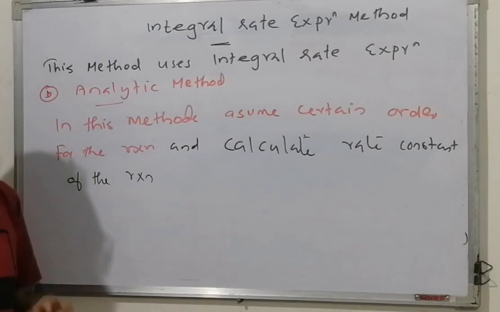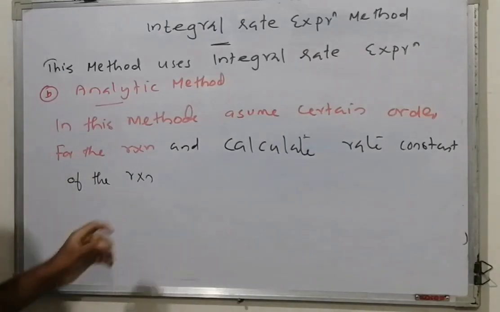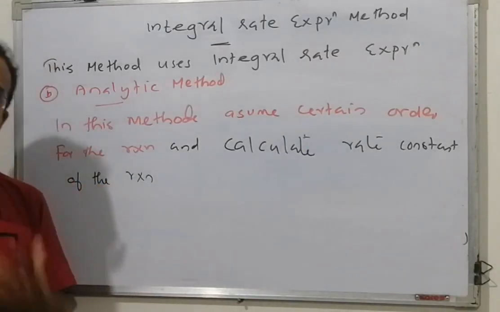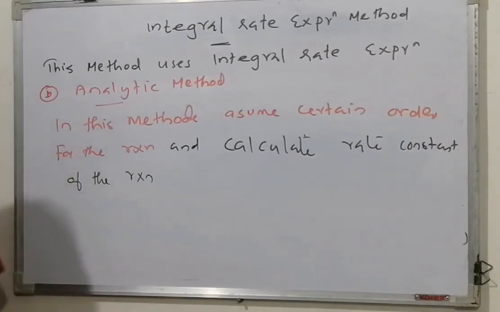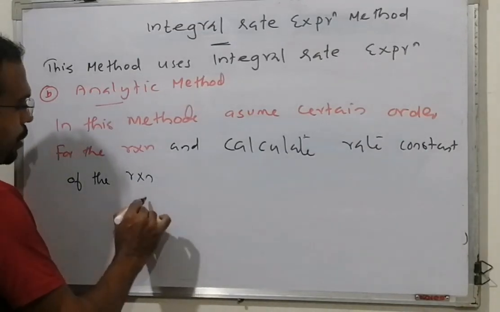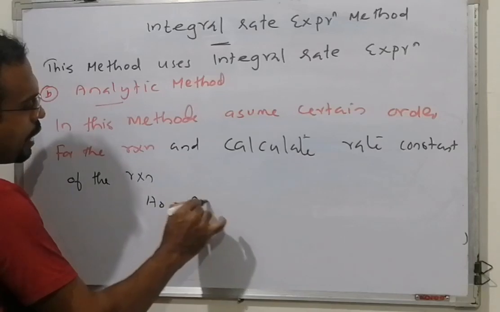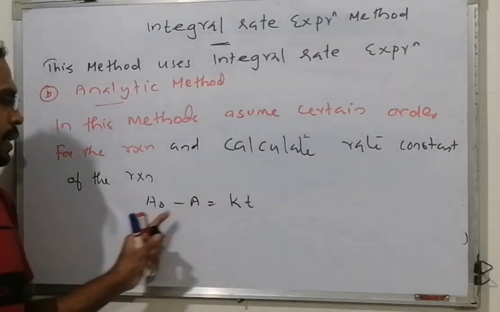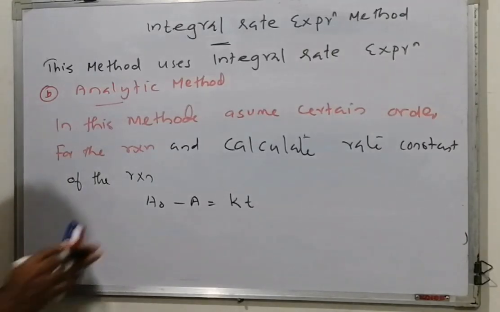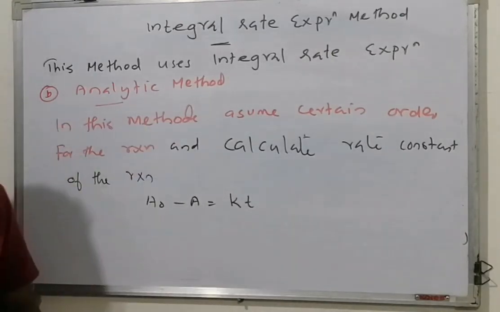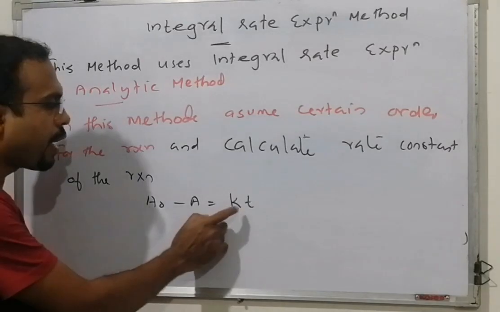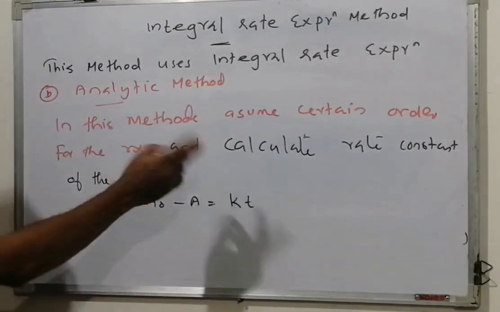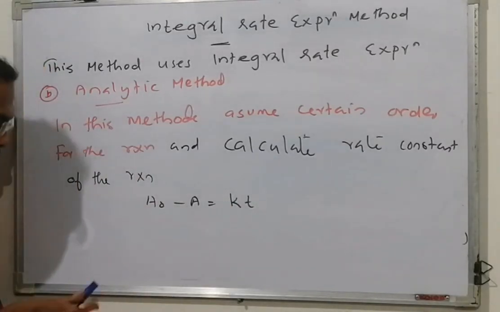The trick, the method, is you assume it is a zero order reaction. You first assume that. Then take the zero order equation, that is A0 minus A is equal to Kt. Then you apply the data here, initial concentration and concentration at different times, and get the value of K. That is, calculate the rate constant of the reaction.